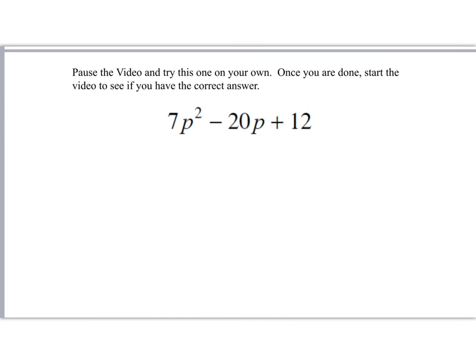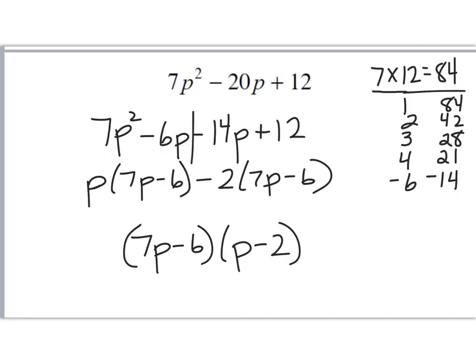All right, now what I'd like you to do is pause the video and try this one on your own. When you're done, start the video and see if you have the correct answer. Check out my answer. Is that what you got? You notice on the right-hand side when I'm doing my factor box, as soon as I got to the 6 and 14, I knew I could stop. And I was looking for factors of 84 that had the same sign, which meant that they had to add to be 20. That's what I was looking for. All right, well, have some fun.